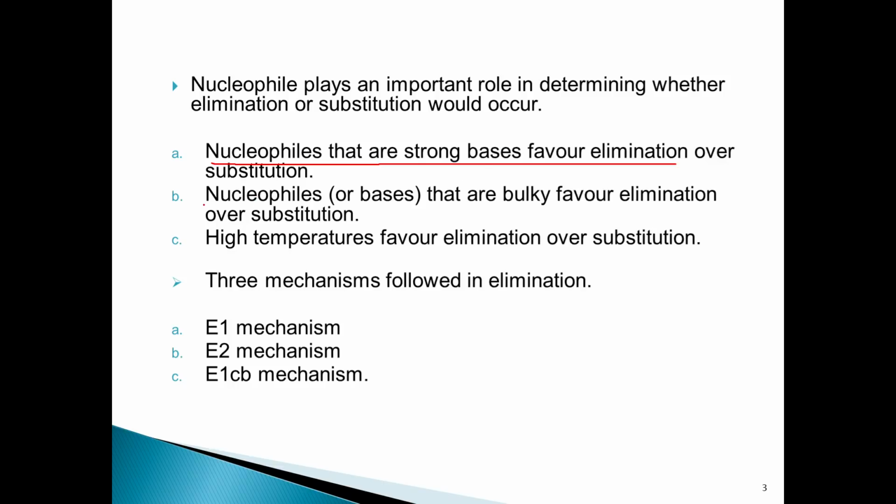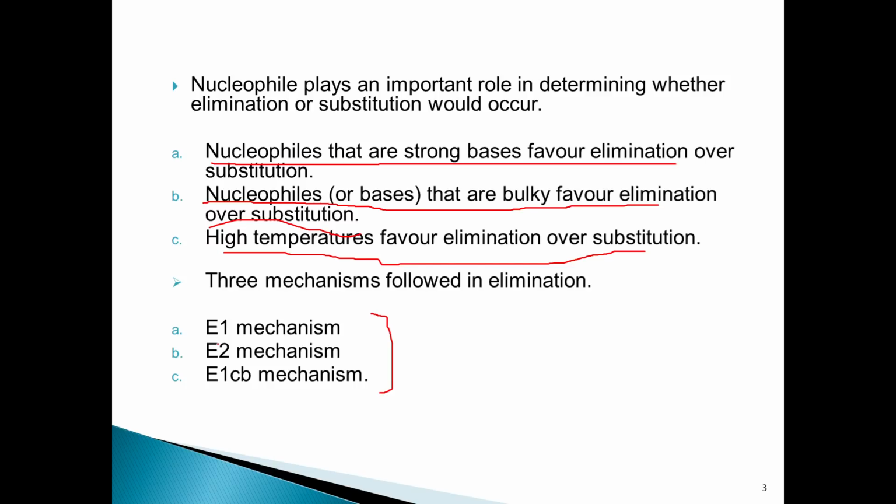So again, nucleophiles that are bulky bases favor elimination over substitution. Why? Because bulky molecules would not like to act as a nucleophile and attack the carbon, since there will be a lot of steric hindrance. It will prefer to take the hydrogen and leave. That is why bulky bases favor elimination over substitution. And the third one is that high temperatures favor elimination over substitution. So we'll look into these three mechanisms and then we'll have a look at the problems.